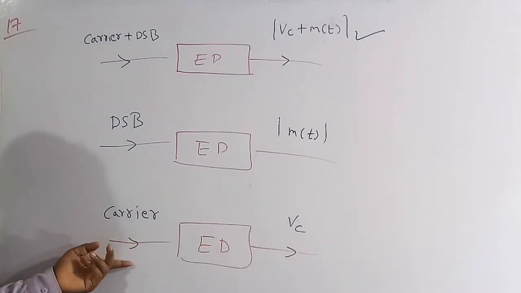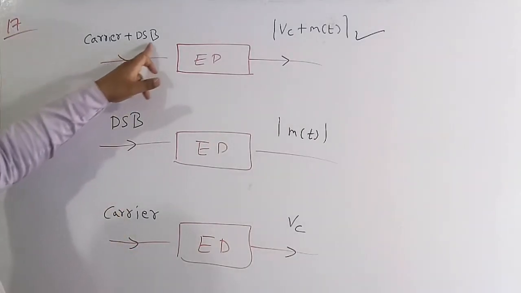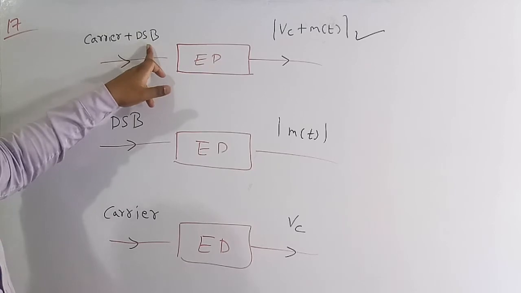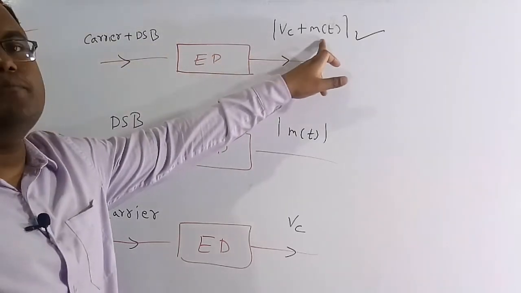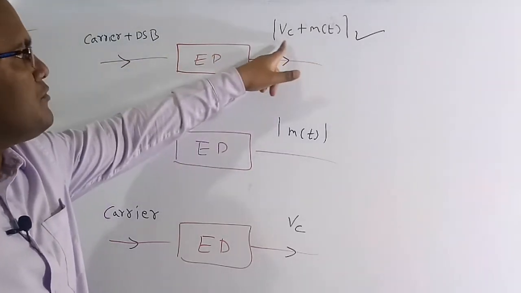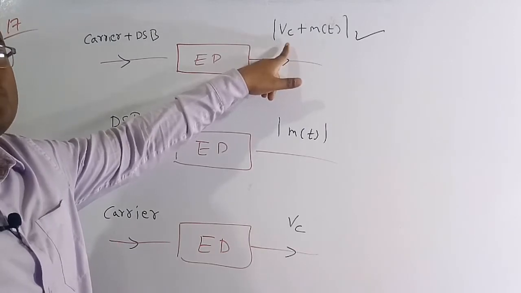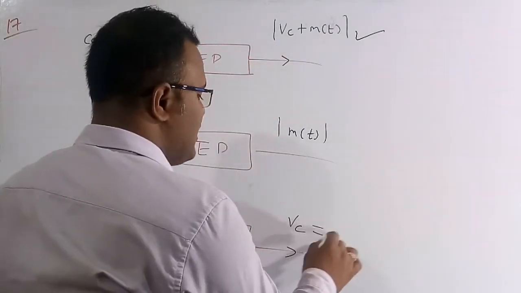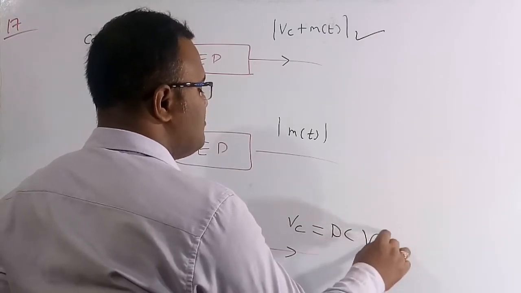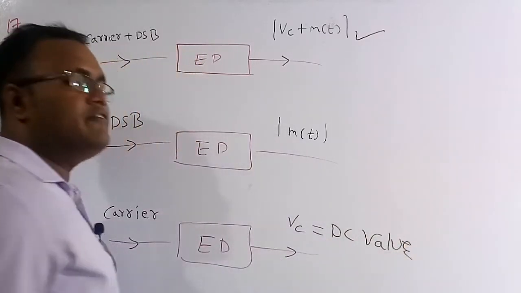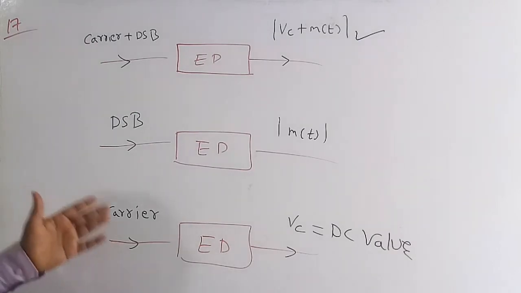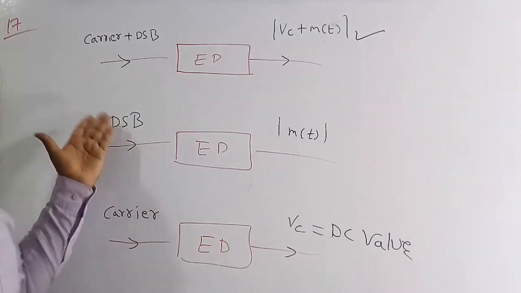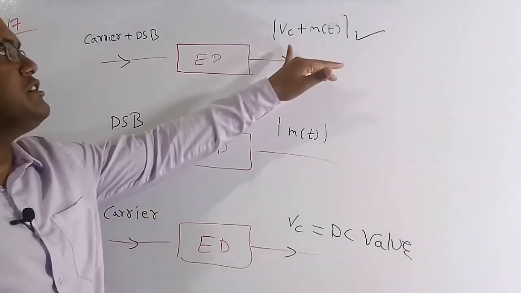Suppose the input has only carrier, meaning the DSB is 0. So we substitute m(t) equal to 0, and the remaining term is Vc. Vc is a constant, a DC value, which is the peak value of the carrier signal. Whenever the input has a carrier and the DSB, the output equation is Vc plus |m(t)|.